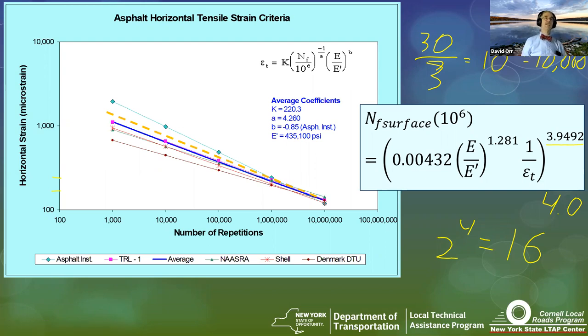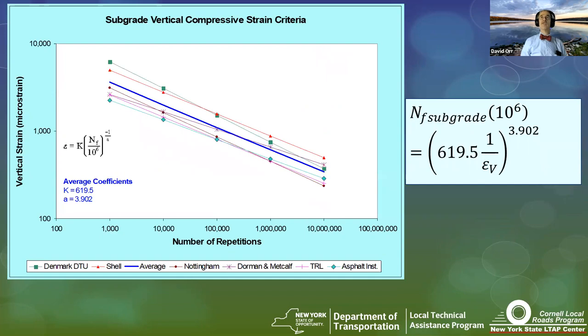Now, when it comes to the gravel or the subgrade, the vertical compressive strain, again, a series of lines, and that slope really, really close to 4.